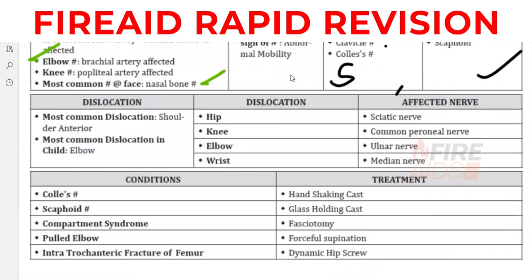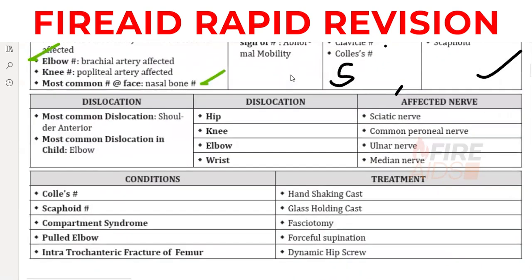The next is dislocation. In dislocation, the commonest dislocation is the shoulder in the anterior direction, and the most common dislocation in a child is the elbow dislocation, because the parents would be swinging the child by their hands, so the elbow could commonly get dislocated.